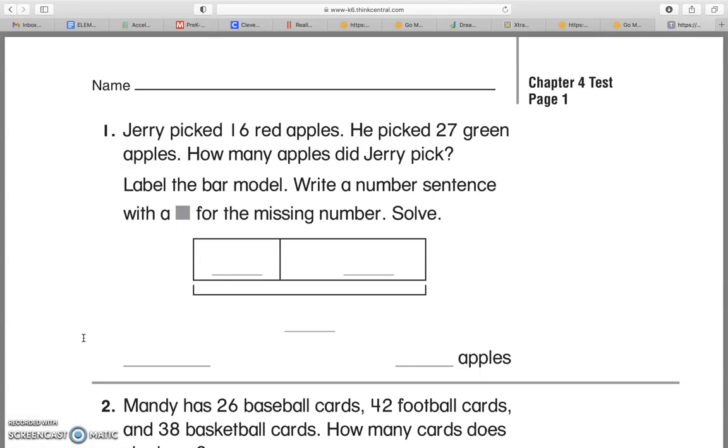Chapter 4 test. This is question number 1. I'm going to read out each question. Go ahead and pause, solve, and then hit play to go to the next question.